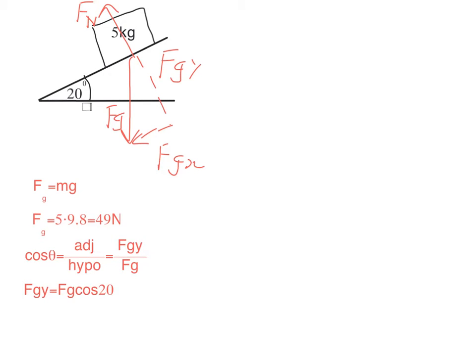And using my calculator, oh, sorry, I'll have to add one more thing here. What will happen then is that FGY will equal, FG was 49 times the cos of 20. And when I use my calculator, I get 46.0, so 46.0. All right, good.